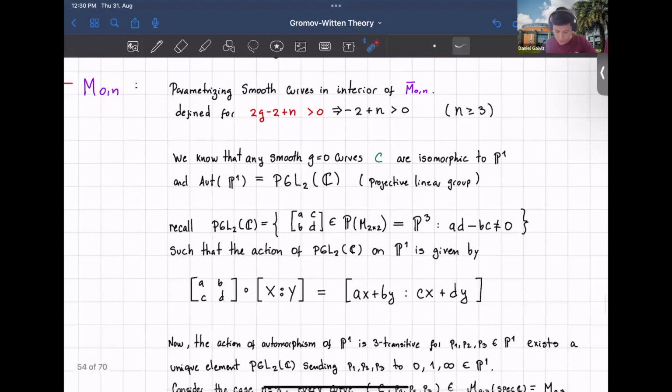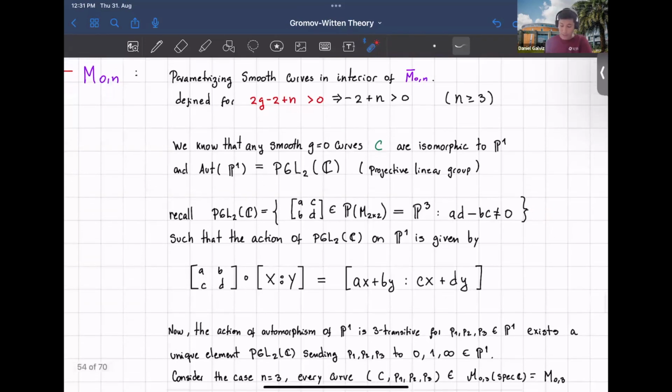Now, the action of automorphisms of P1 is 3-transitive, which means it takes 3 points. Let's suppose, for example, that you don't have these 3 marking points. Then you get an infinite family of actions. There's no constraint on this, and you will have a moduli space that is infinite, not stable, because you have so many of these.